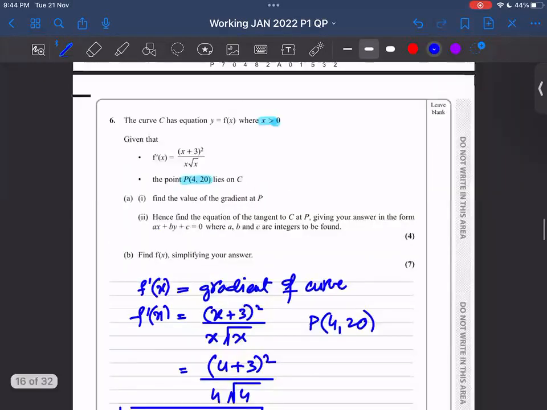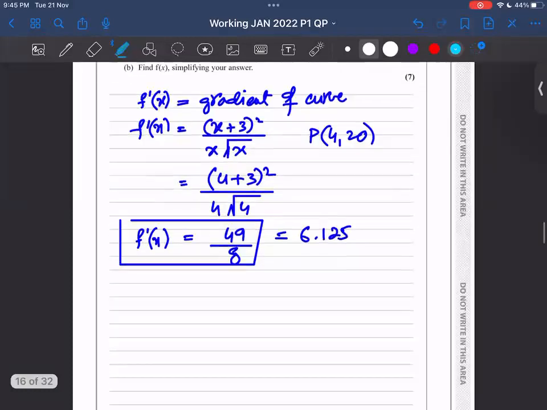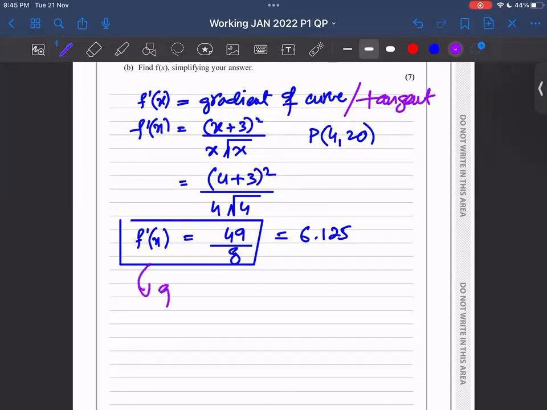In part 2, it says hence find the equation of the tangent to C at P, giving the answer in the form ax plus by plus c equals 0. This is also important. You have to give the answer in the same form, where a, b and c are to be found. So this is the gradient of the curve, and you can also say this is the gradient of the tangent at P.